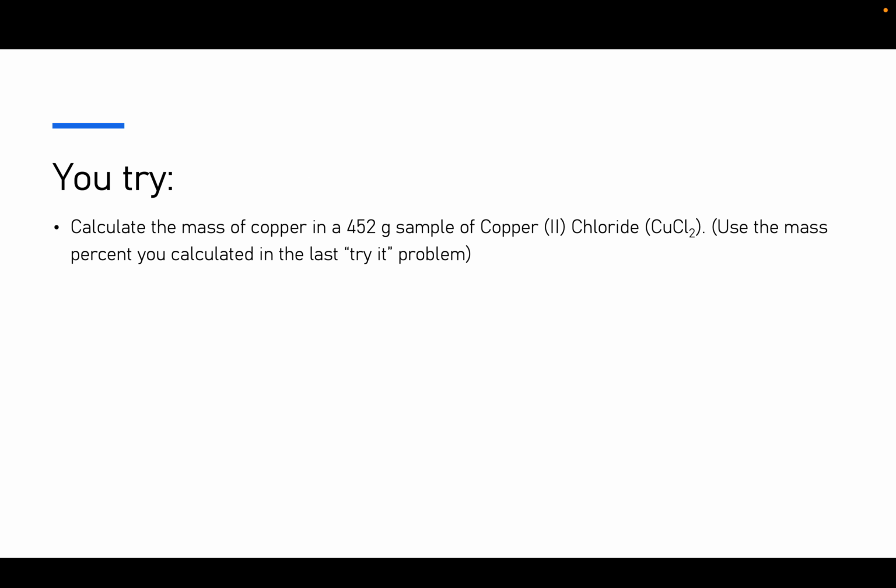All right, now you try one. Let's take the copper 2 chloride that we just did. You use the mass percents that you just calculated and find the mass of copper in a 452 gram sample of copper 2 chloride. Pause here. And there you go. Did you get it? I knew it. You're so smart.